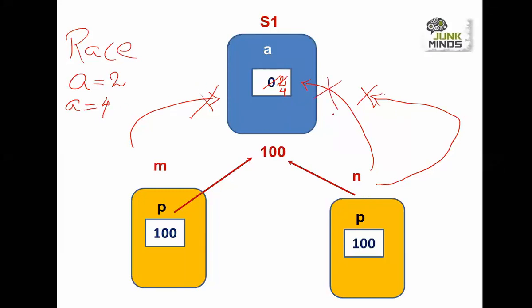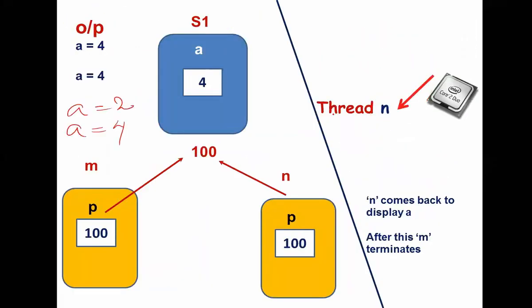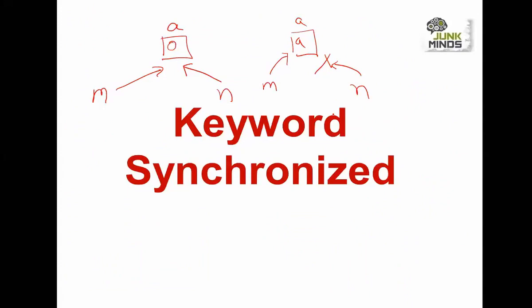So that is why I'll now get my output as 2 and 4 instead of 4 and 4. So this is how Java will implement mutual exclusion and solve the problem of race condition using the keyword synchronized. So in a multi-threaded environment, thread synchronization is extremely important. So that is what thread synchronization is. That is the concept, and that is also the chapter for us.